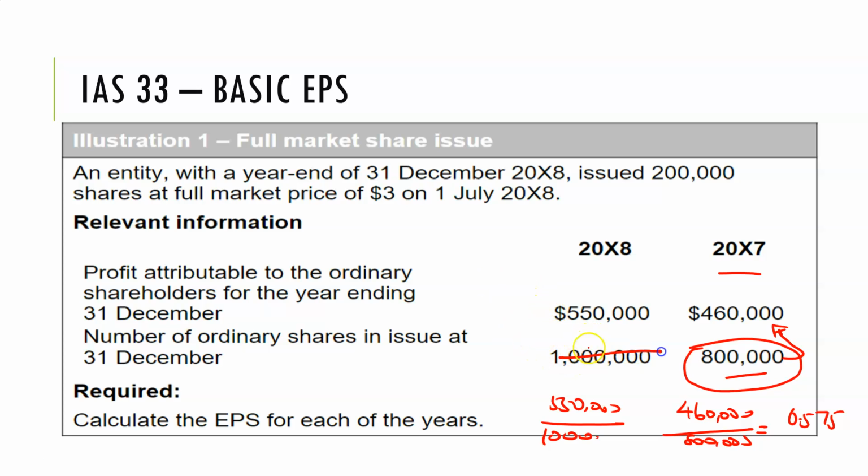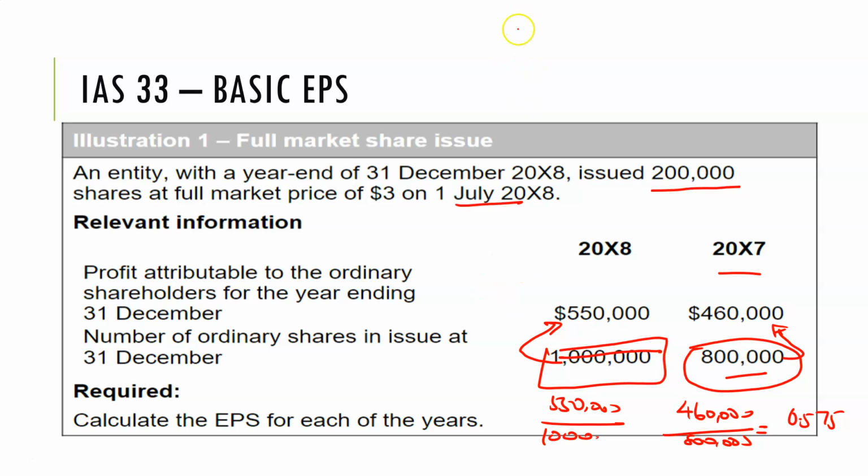that we have 1 million shares. I accept that, but what happened was that 200,000 of these shares were only issued halfway through the year. So 1 million shares have not generated 550,000 pounds evenly over the period. No, that hasn't happened. So what we need to do is to do a sort of weighted average.